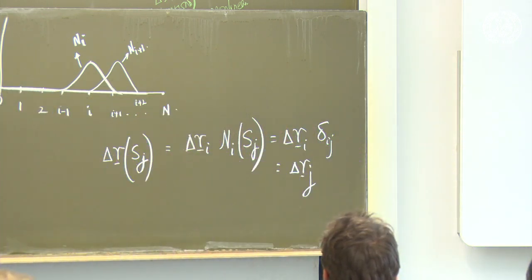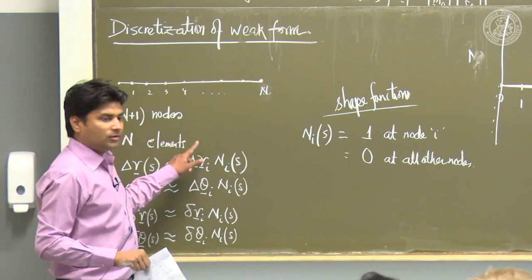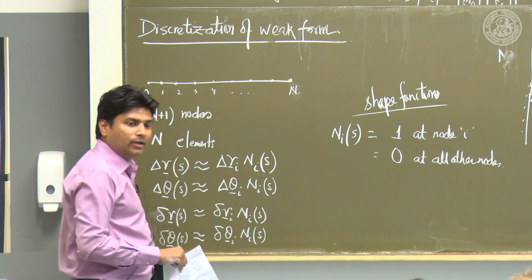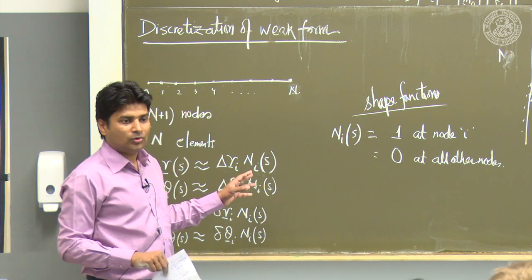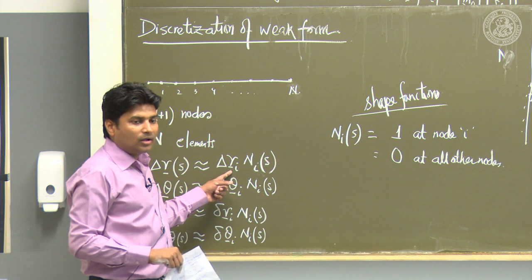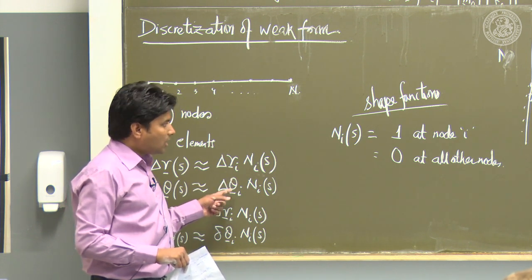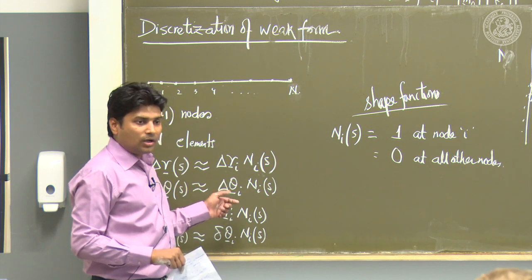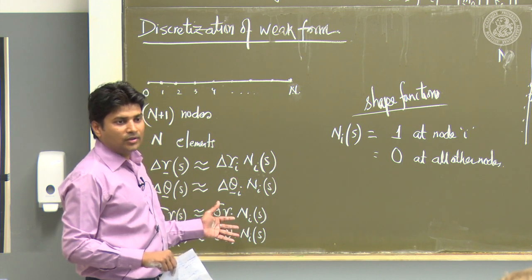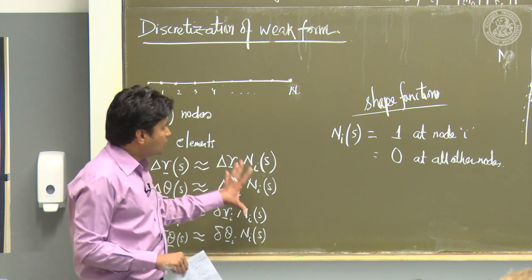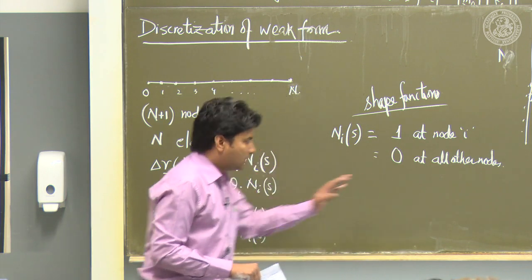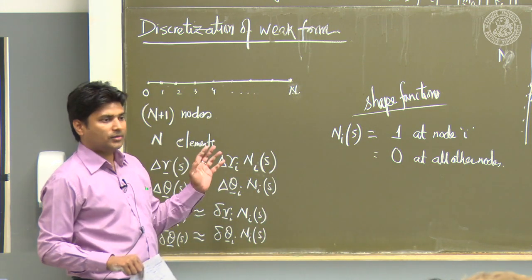So, what is the meaning of these coefficients then? The meaning of these coefficients are simply the values of these variables at the corresponding nodes. So, delta r_i is then the value of delta r at node i. Similarly, delta theta_i is the value of delta theta at node i, and likewise for del r_i and del theta_i. That is the nice thing about choosing these kind of shape functions. If you have a shape function which follows this rule, then the coefficients have got physical meaning.